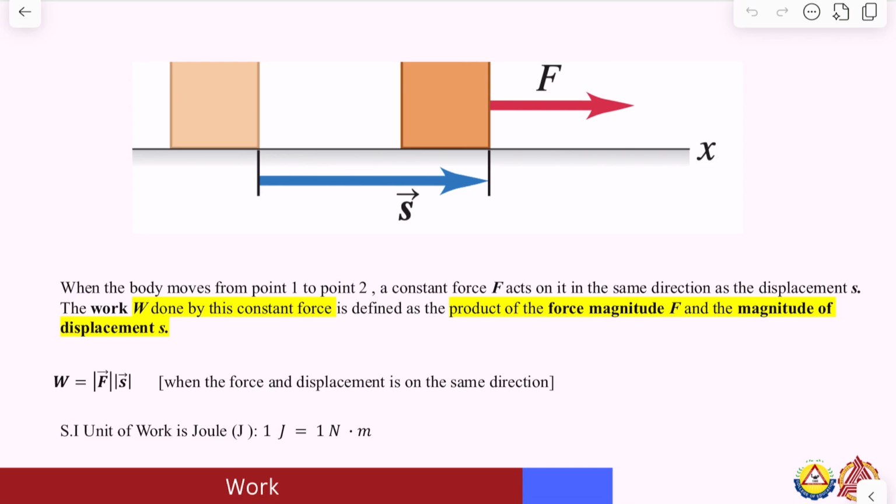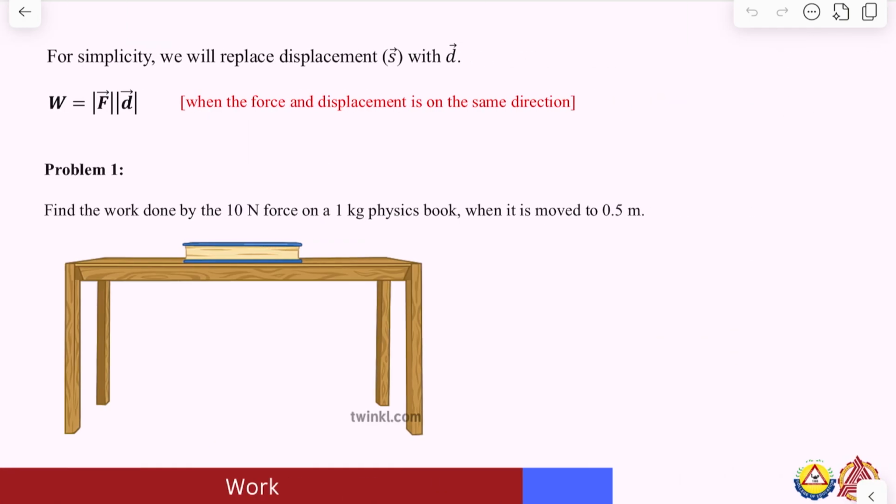Now, yesterday, or in the previous sessions, we talked about work, and basically, work is when we have a force which acts on an object, and that force causes a displacement of the object. Now, if the force and the displacement are along the same direction, we know that it's simply the magnitude of the force multiplied by the magnitude of the displacement.